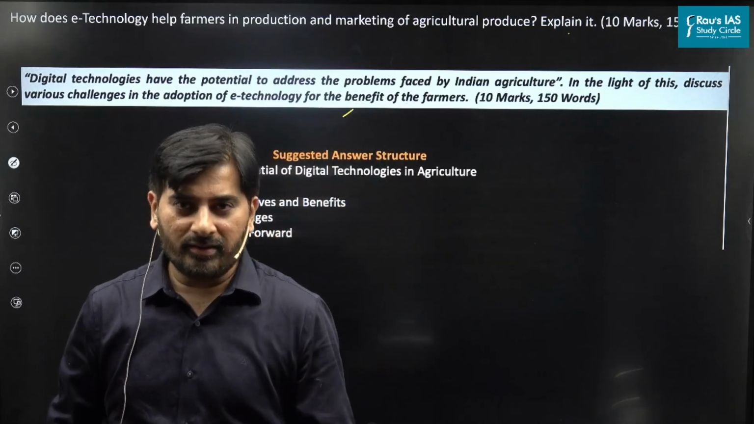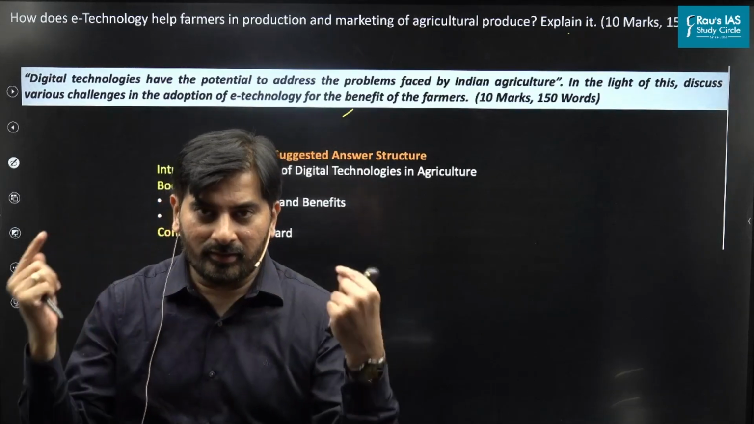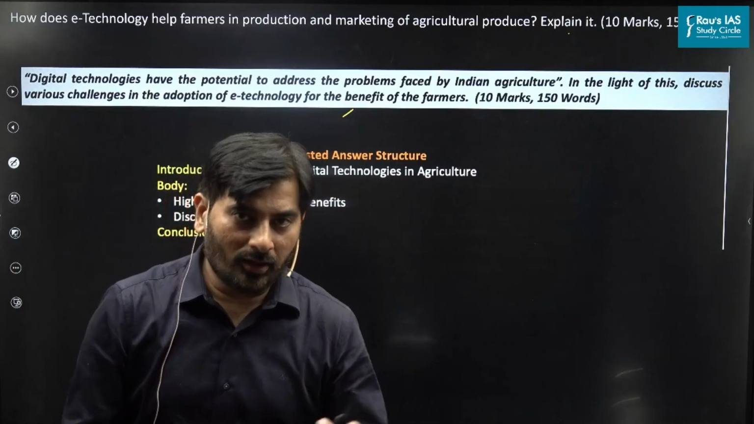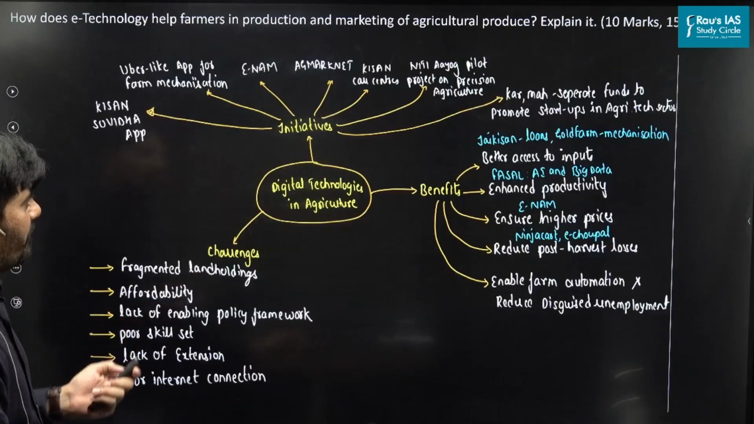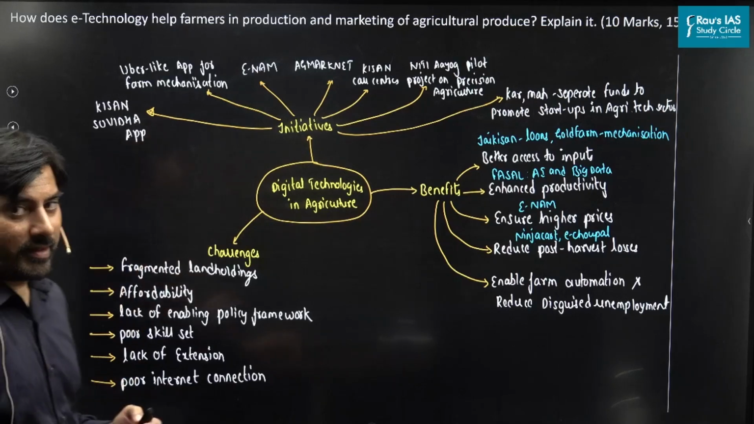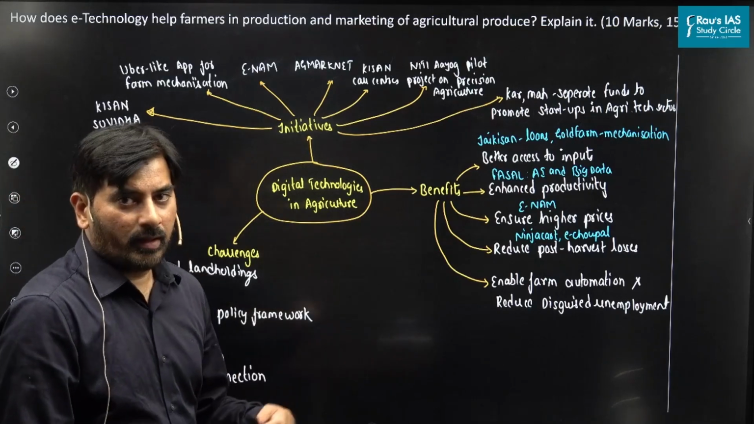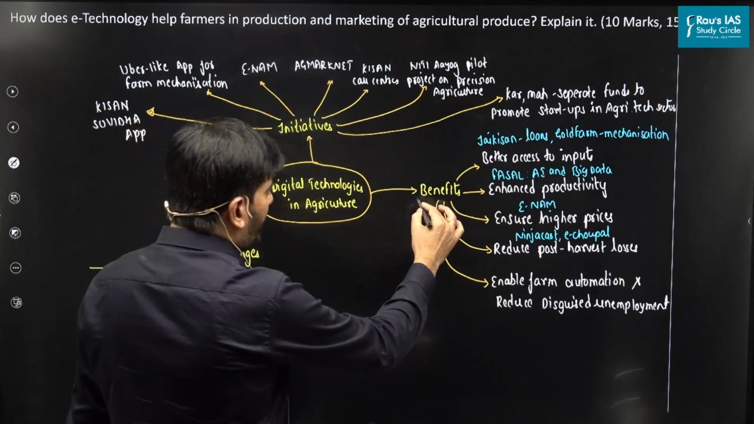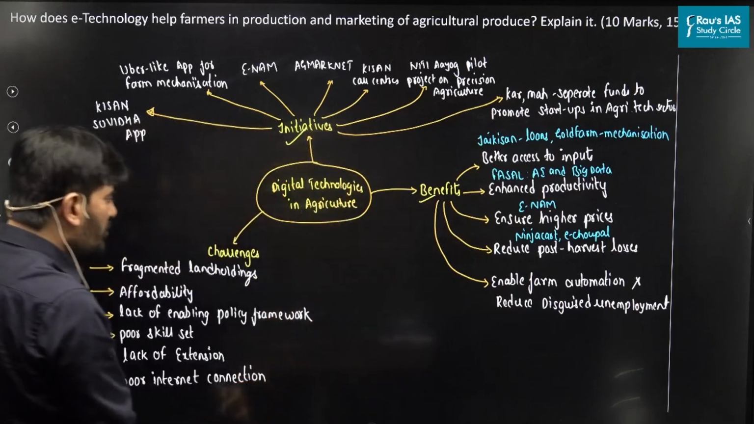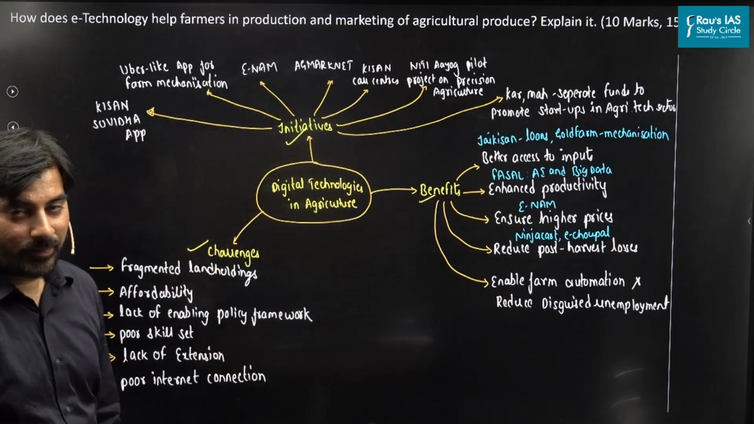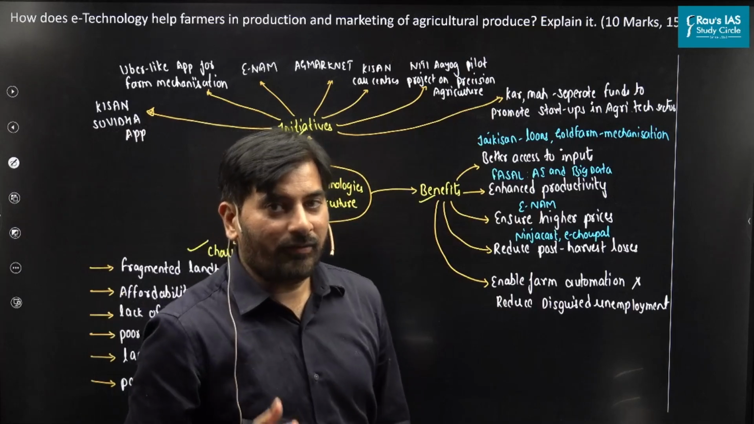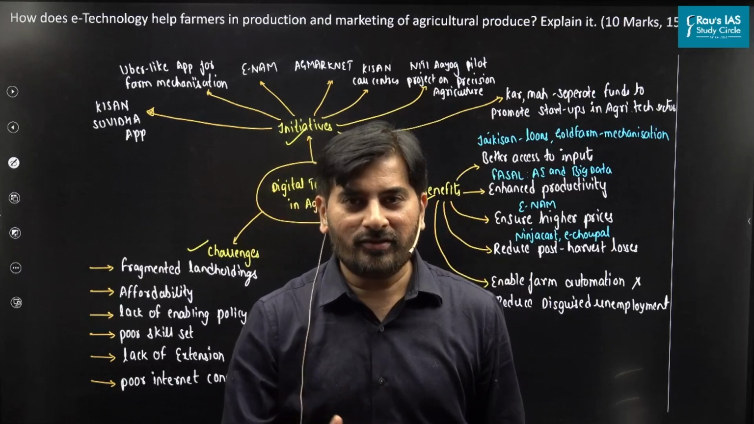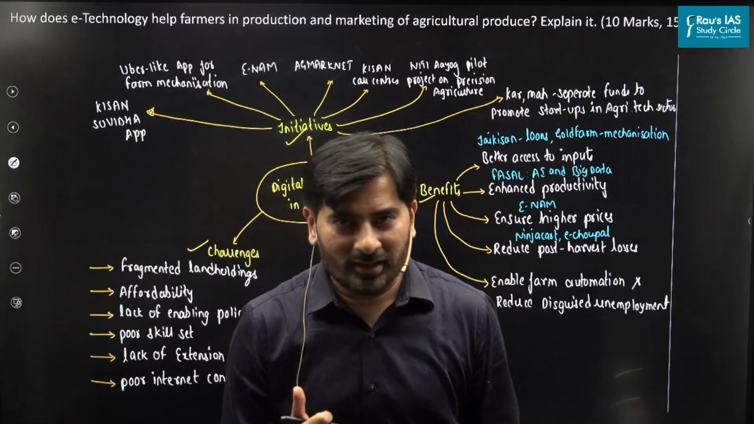But in our mains revision classes, we discuss a particular topic by adopting a 360-degree approach. So accordingly, in this particular topic of digital technologies in agriculture, in our PPT, we had incorporated everything related to digital technologies in agriculture, that is, benefits, the initiatives, as well as challenges. So that if any question is asked with respect to digital technologies in agriculture, students would find it easier to write an answer to that particular question.